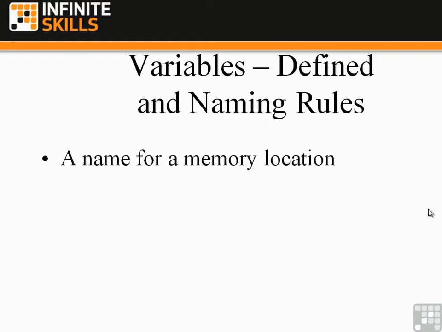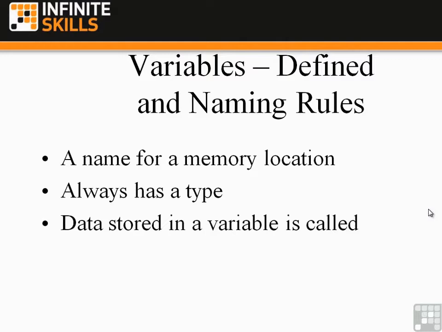A variable is a name for a memory location. Memory locations are normally named using hexadecimal values, and we don't want to have to try to remember hexadecimal values. We won't be able to remember them. So instead we provide a name. A variable always has a type. When we create a variable, we always associate a type with it to tell the compiler what type of data can be stored in that variable. So that's another rule about variables.